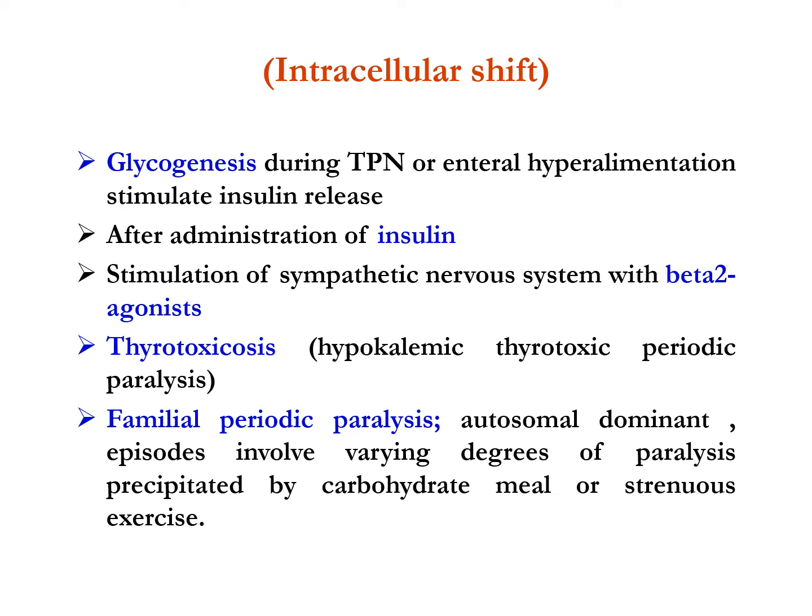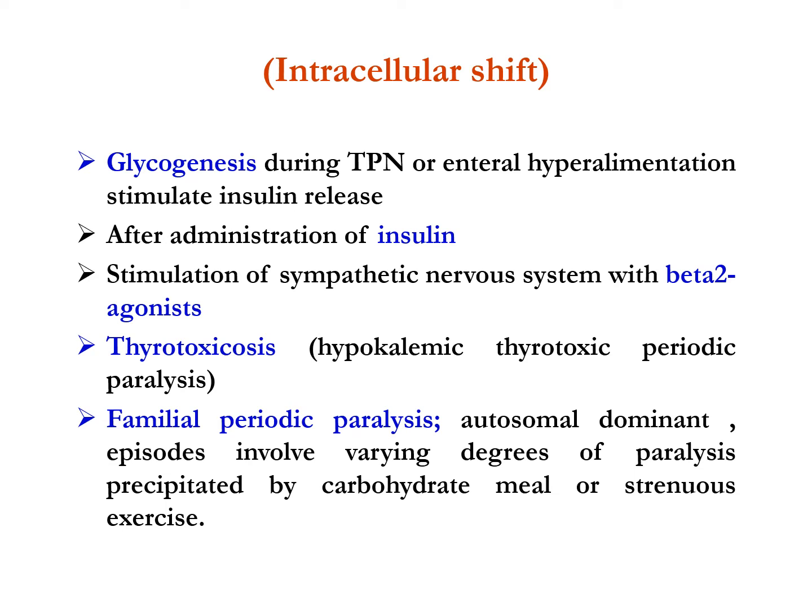Hypokalemia may also be due to intracellular shift of potassium, as in total parenteral nutrition and enteral hyperalimentation, where there is a stimulation of insulin release. Also, administration of insulin leads to glucose and potassium entry into the cell. Stimulation of the sympathetic nervous system with a beta-2 agonist can do the same.